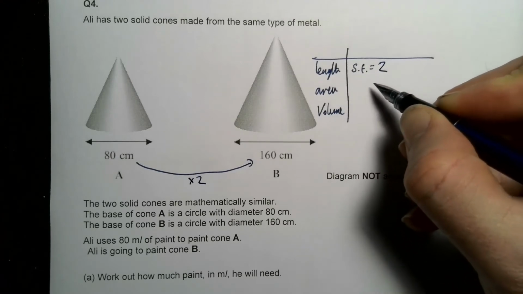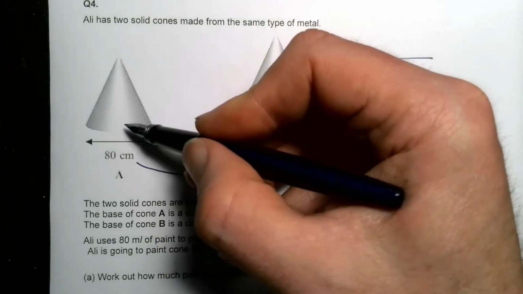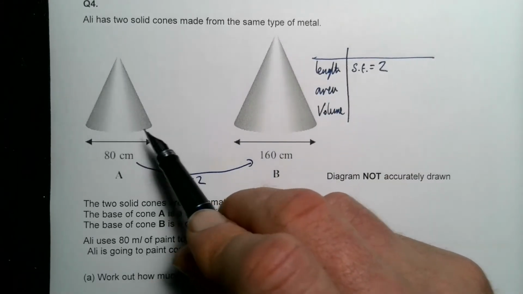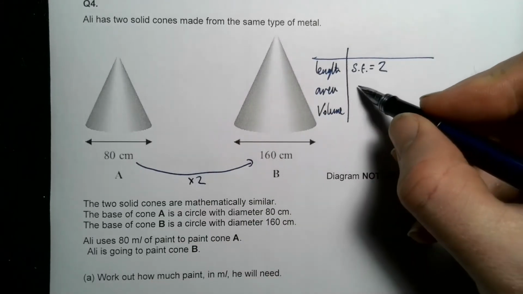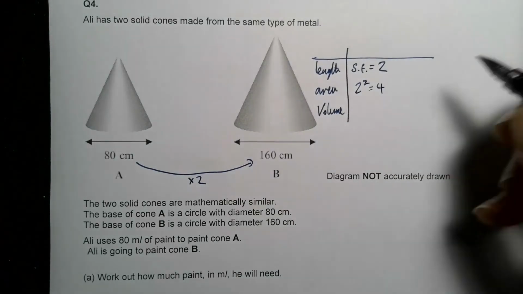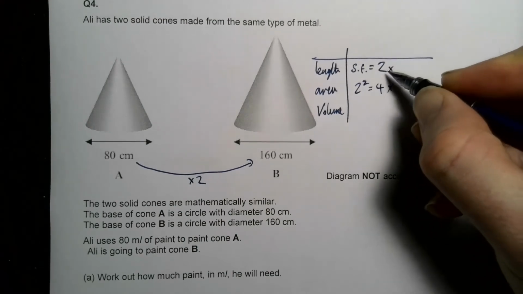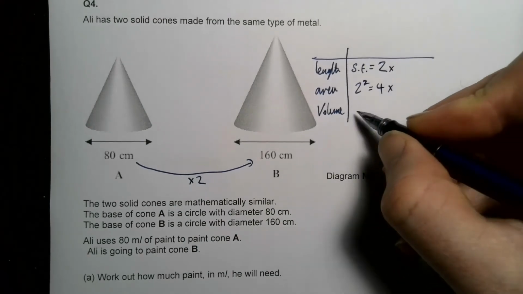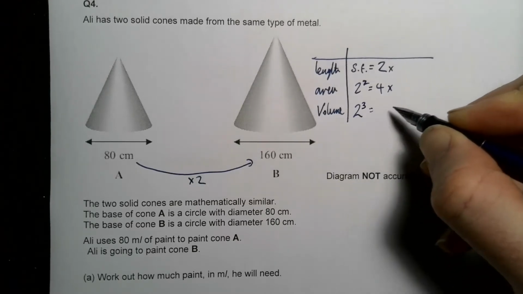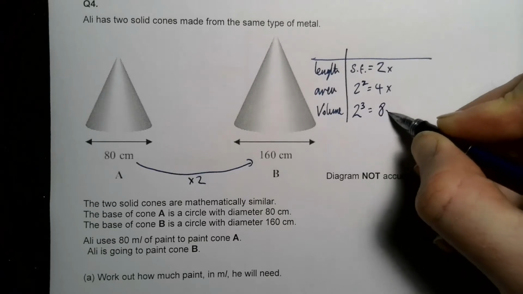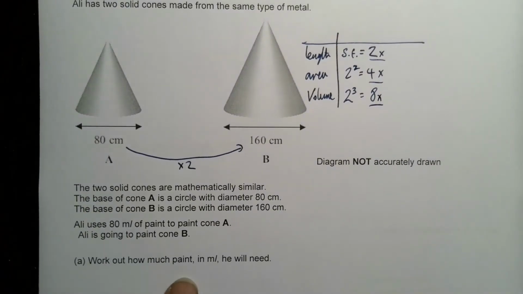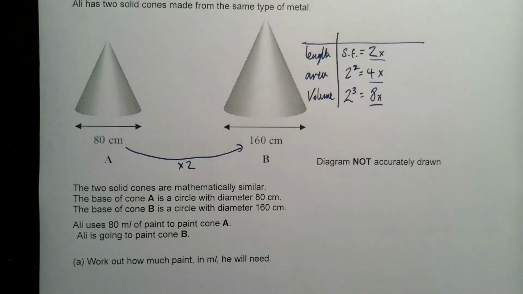For area, so if I knew the height of this, the height of this would be double it. But the area, whatever the area is of that, the area of this one will be 2 squared, which is 4 times the size. So the length will be 2 times, the areas will be 4 times, and the volume is going to be scale factor cubed, because it's 3D, is going to give you 2 to the 3, will be 8 times.